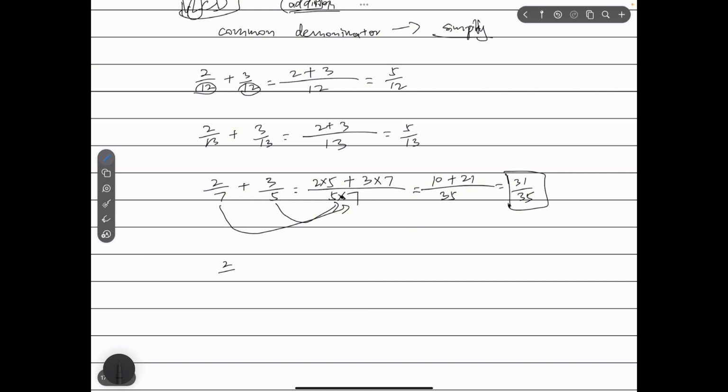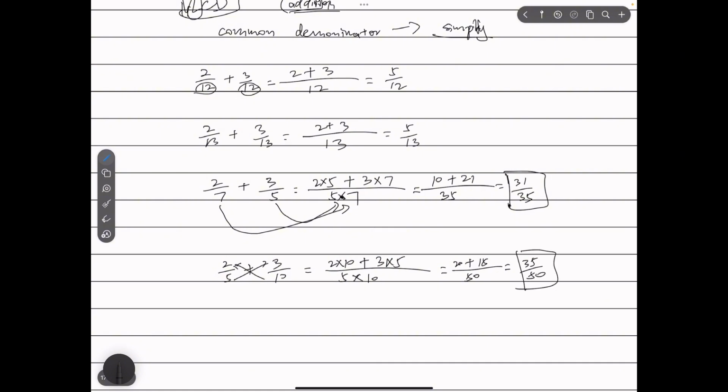Let's say we have 2 over 5 plus 3 over 10. Without thinking, let's just do a common factor, 5 times 10. On the top, 2 times 10 plus 3 times 5. So basically just cross multiplication. 5 times 10 will give us 50, and 2 times 10 is 20 plus 3 times 5 is 15. So that will be 35 over 50.